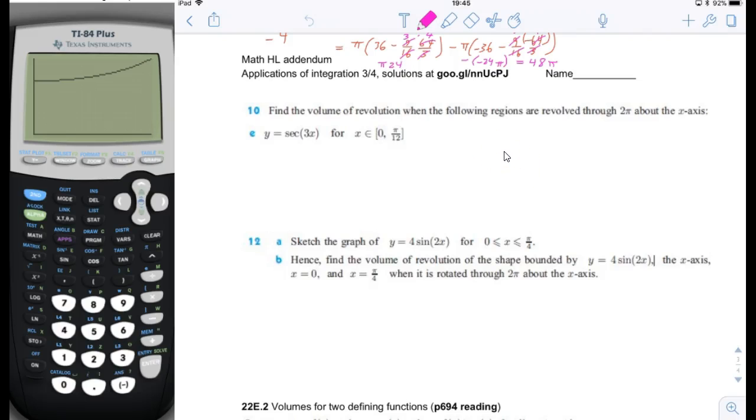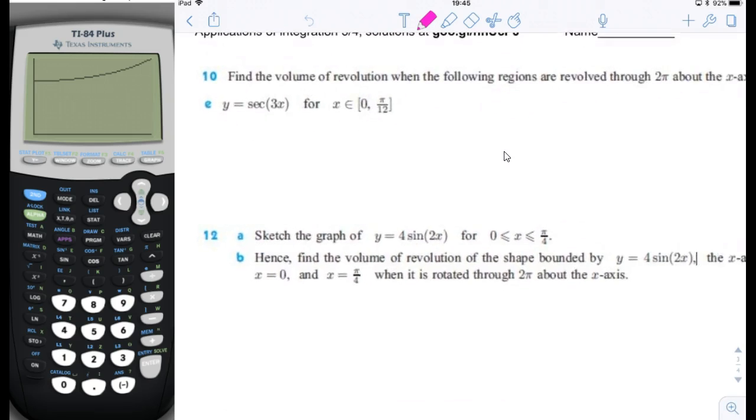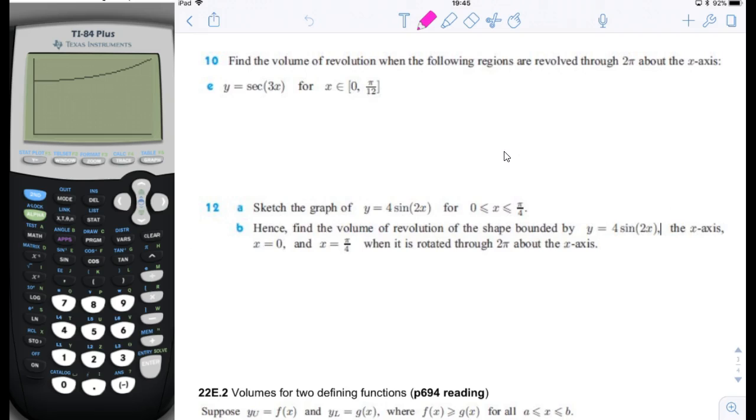So here's page 3 of Applications of Integration, HL Addendum. Number 10, find the volume of revolution when the following regions are revolved through 2 pi around the x-axis. The only thing different about this one from problems you've done in the past is it's a secant function, and we don't see that too often.